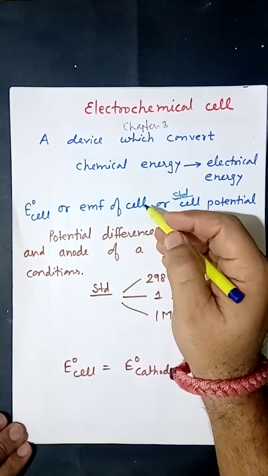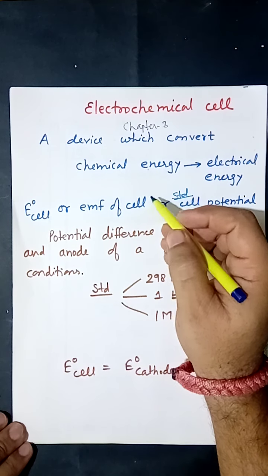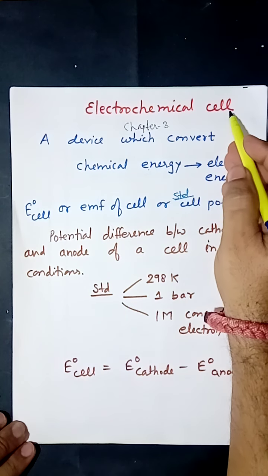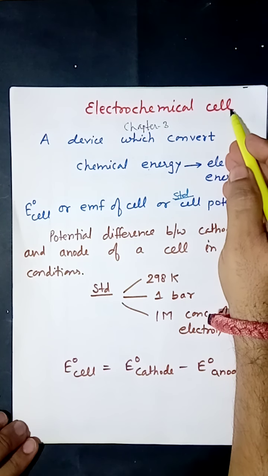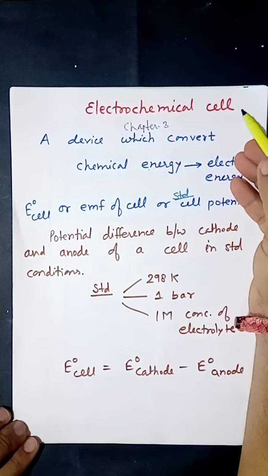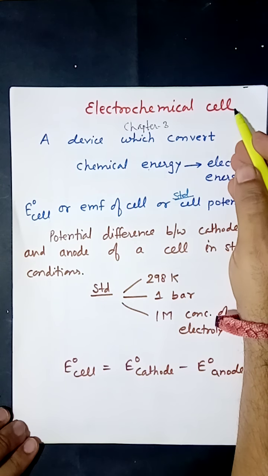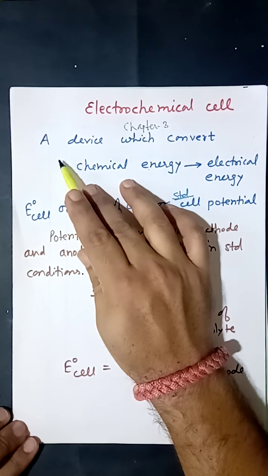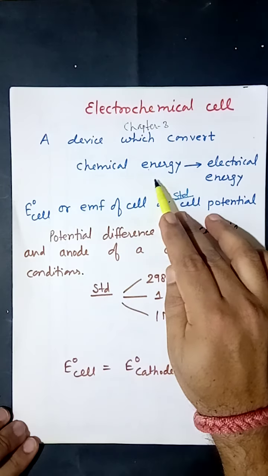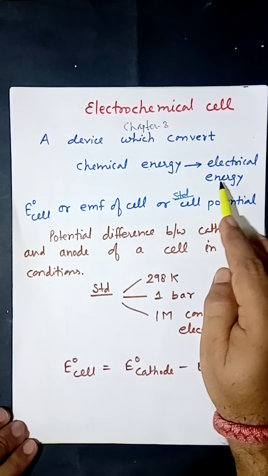Good morning, students. In today's video, we are going to discuss the electrochemical cell. You had a little bit of an idea about electrochemical cells after class 11th. Now we will explore our knowledge of the electrochemical cell. You can define this as a device which converts chemical energy into electrical energy.